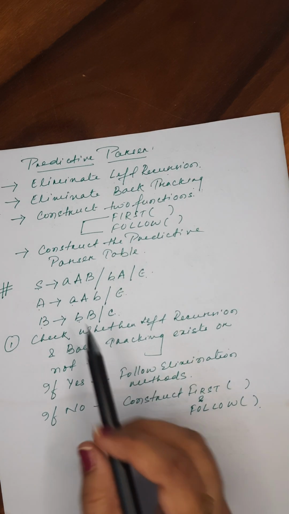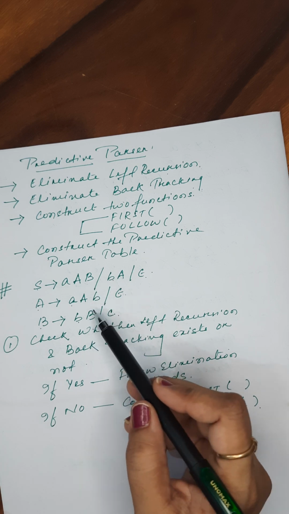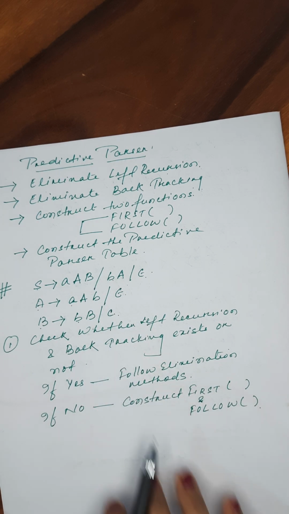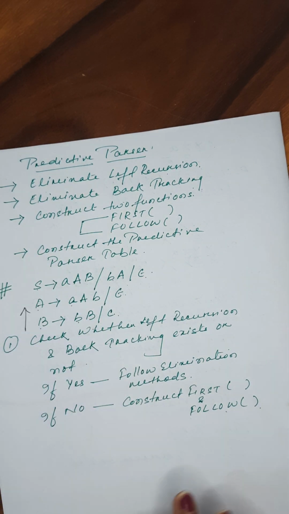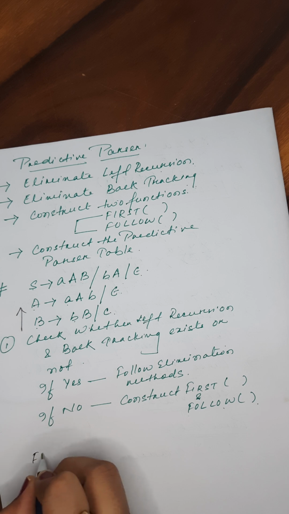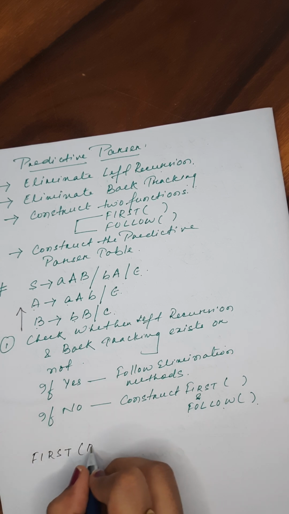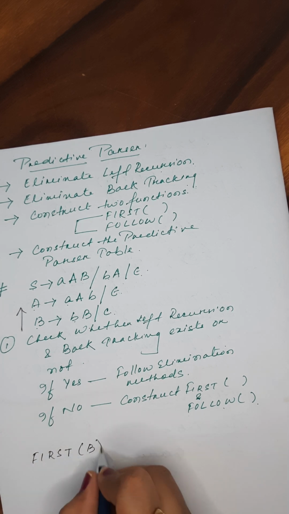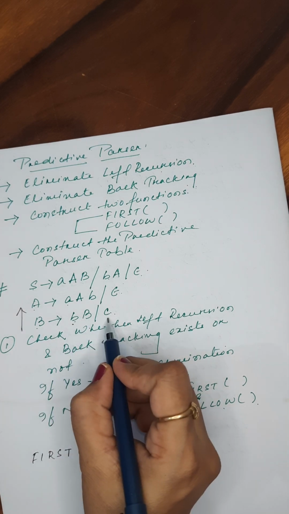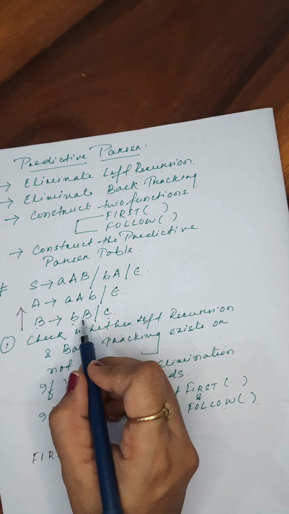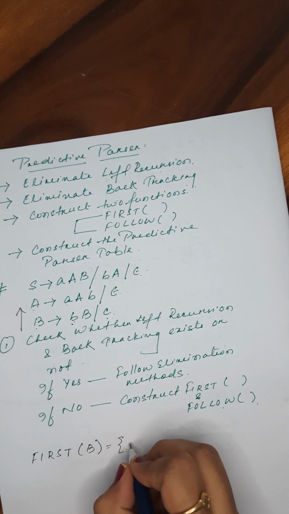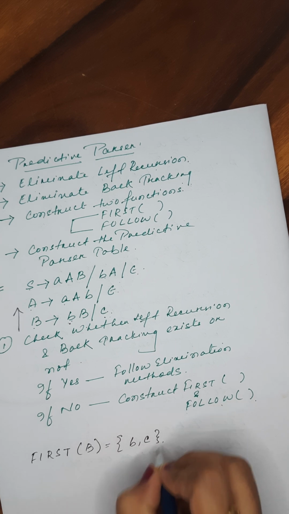Now, I have already shown you that these three grammars do not have left recursion and backtracking. So, we will go for first and follow. Now, we will see how we will calculate it. As usual, for the calculation of first, we have to go from bottom to top. Now, see, first of capital B is equal to what? First symbol is a terminal, second symbol is also a terminal, second production. So, if the first symbol is a terminal, we need not look at the second symbol. First of B is equal to small b, capital C.